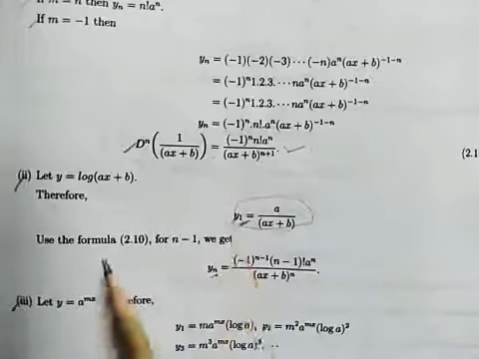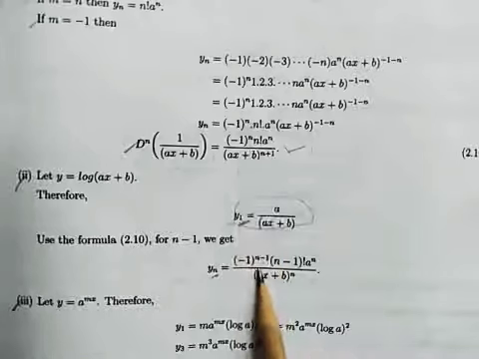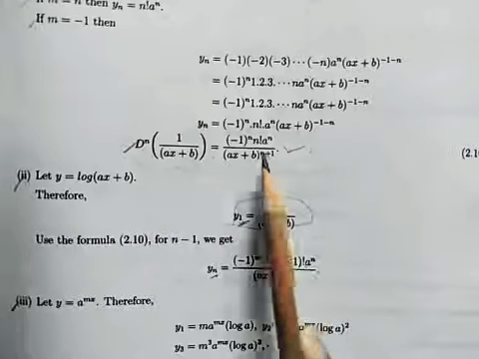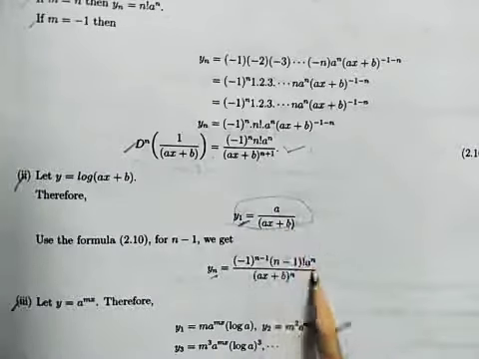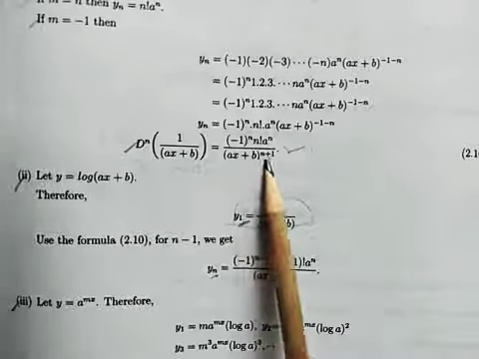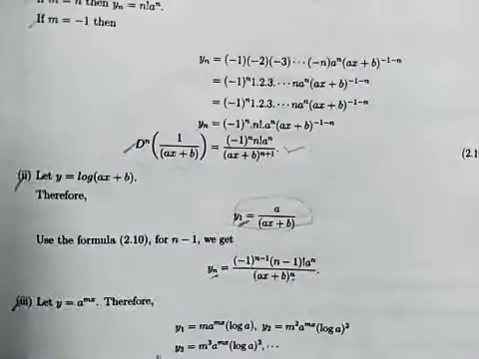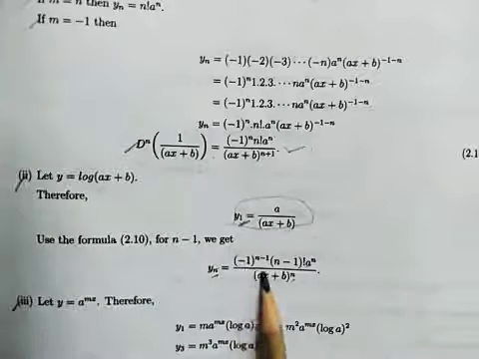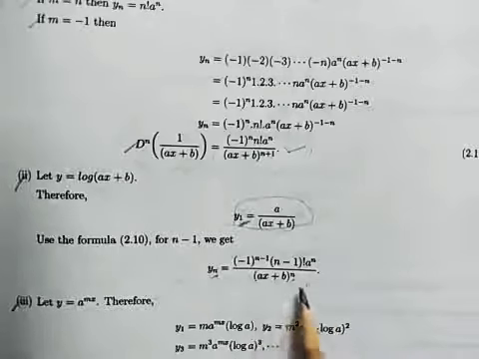So let us use the earlier formula for n - 1. We get (-1)^(n-1) (n-1) factorial a^(n-1) into this a. So a^(n-1) and a combine to give a^n, upon (ax + b)^((n-1)+1), that is, what remains there is n. So if y is log(ax + b), then the nth derivative will be (-1)^(n-1) (n-1) factorial a^n upon (ax + b)^n.